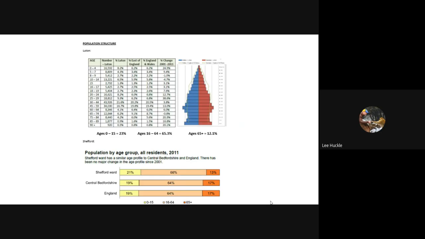So Luton and Shefford, we looked at the population structure, the general structure of age categories in both areas. So there we had the population data for Luton. Now Luton's will be more detailed because there's more people and it's a borough of its own, whereas Shefford is part of central Bedfordshire. So it's a bit vaguer for Shefford, but we broke it down. And what I did for you is break it down into age categories of 0 to 15, 16 to 64, and then 65 plus. So please go back over the differences in population structure between Luton and Shefford, because there clearly is a difference.